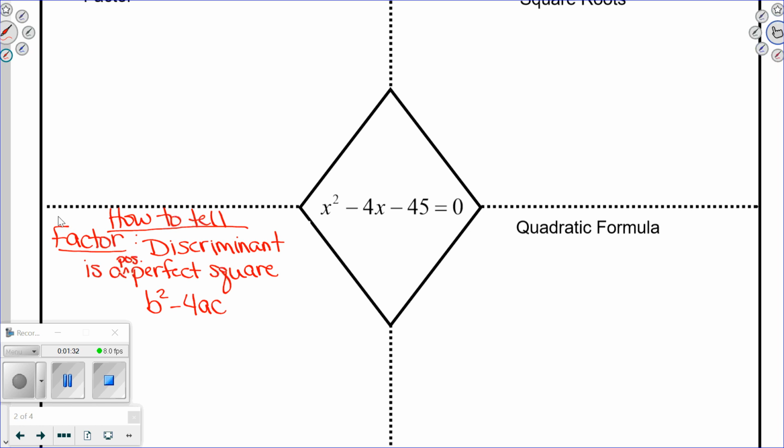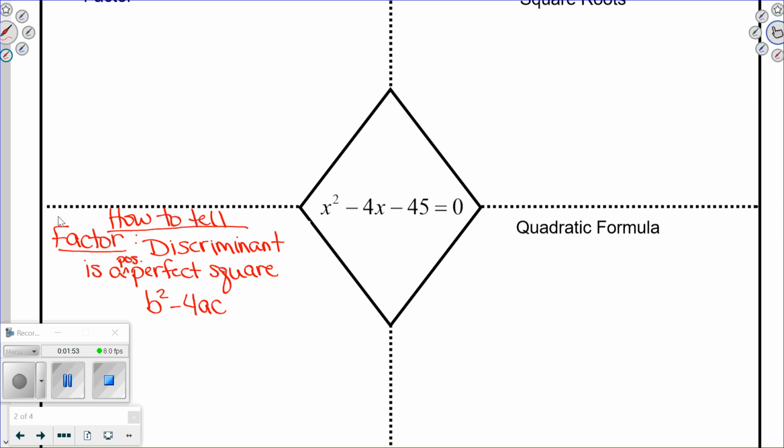Where does that come from? Where have you seen b squared minus 4ac before? The quadratic formula. That's the part that's under the radical, right? You guys remember when we were talking about that on Monday, I pointed out that all the ones that went further into nice answers were perfect squares. I think Sam was the one who said that.